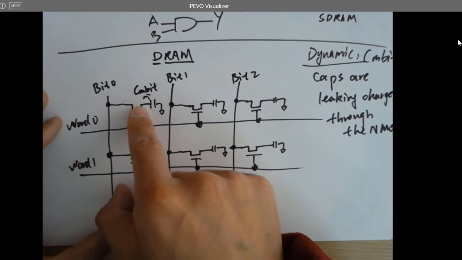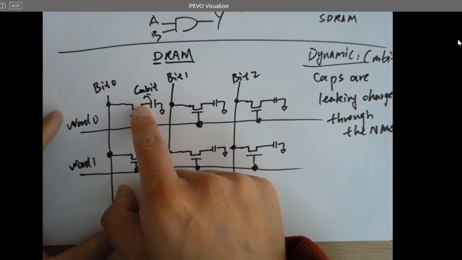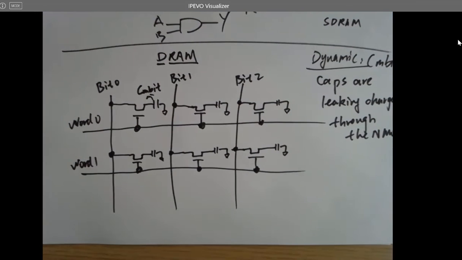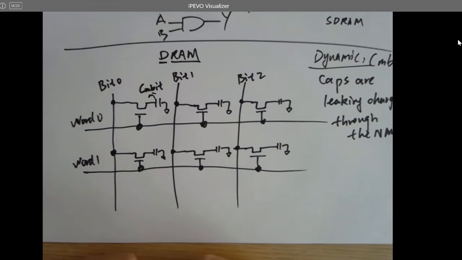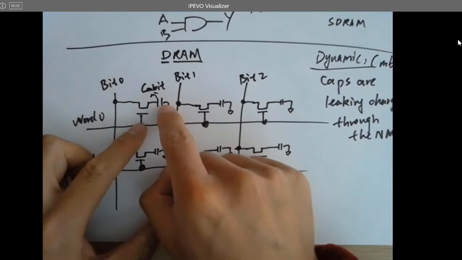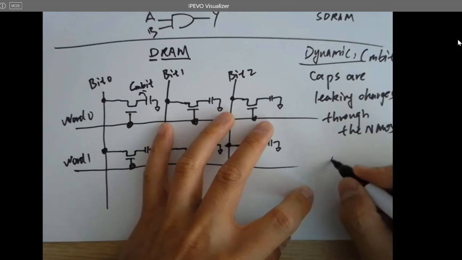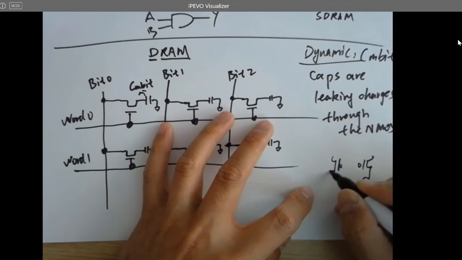But SRAM is also volatile, right? If you power it off, then you're going to lose everything. However, it's static. So why is SRAM static? Why is this not static? So this is not static because it's leaking. So why is SRAM static? Yeah, use the latches. It's a positive feedback, right?